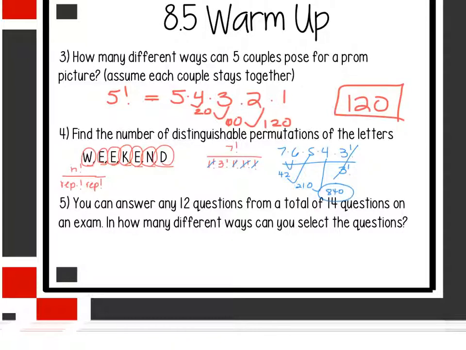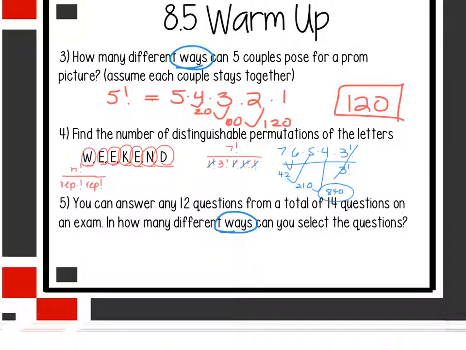Questions on that one? Okay, and then number 5 says you can answer any 12 questions from a total of 14 questions on an exam. How many different ways can you select the questions? This is where it's so tricky, right? Because this actually says the same word, ways, as this is, okay? But these are 2 totally different questions.